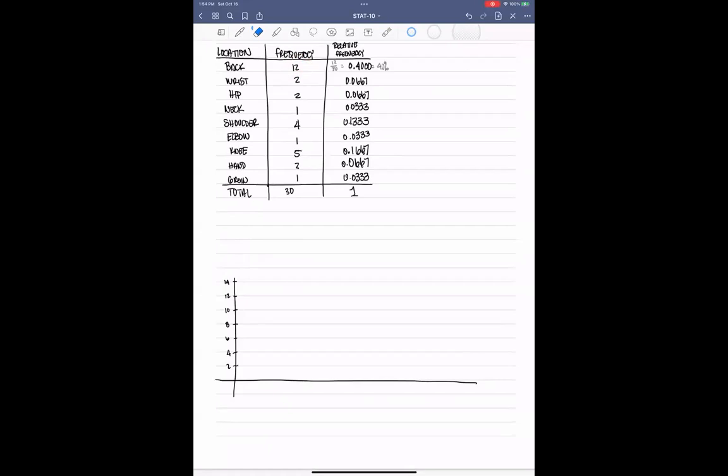Next, what we're going to do is label each of our locations, so all of our data. We'll start here with back. The next one we'll do is wrist, then hip, neck, shoulder, elbow, knee, hand, and groin.